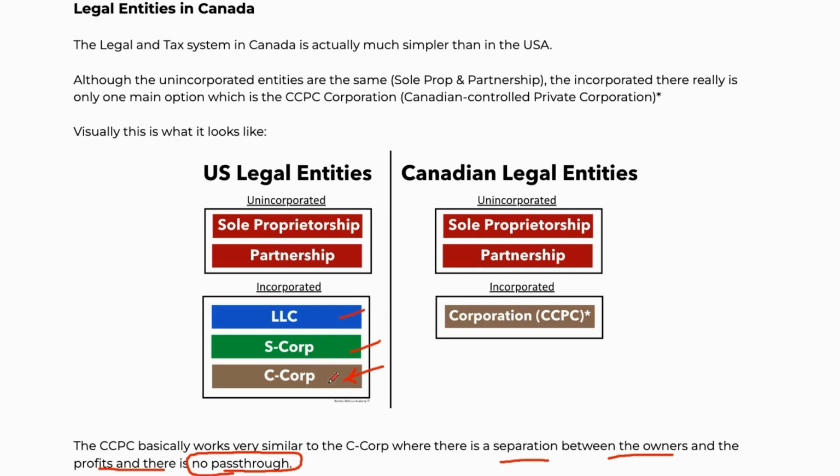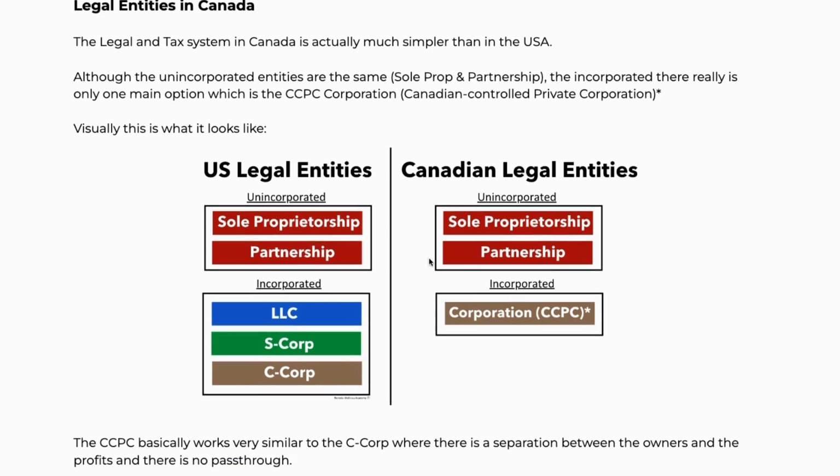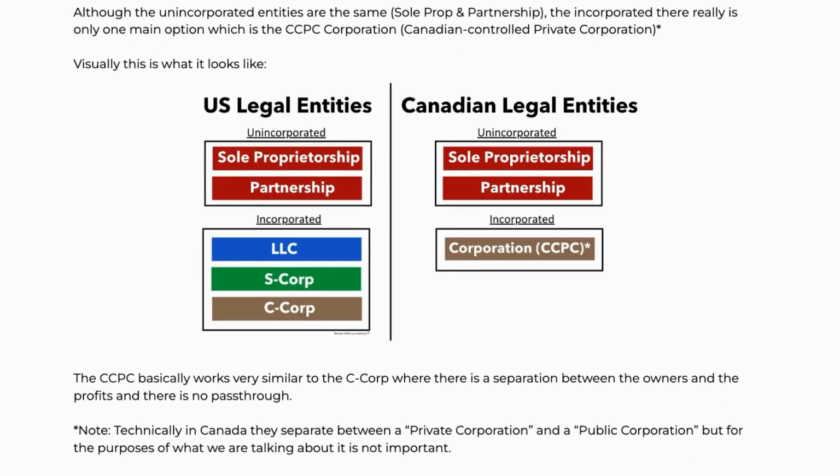But the point being is that a C Corp here is a non-pass-through entity, meaning that the profits, the revenue, XYZ does not pass through to the owners, right? So there is a hard separation there between the owners and the actual profit of the company, right? And so the CCPC in the Canadian system works very similarly to the C Corp in the US system.